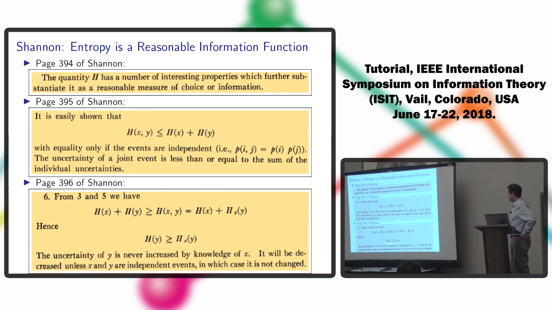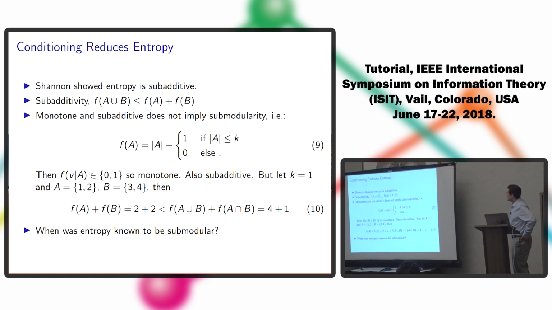And hence, deducing the following equation that h of y is greater than or equal to h of y given z, right? So in other words, that means that conditioning reduces entropy. Now, that conditioning reduces entropy, basically is the same as what we would call subadditivity of a set function. Here's what we would call subadditivity more generally, that basically if we have sets A and B, that f of A union B is less than or equal to f of A plus f of B.